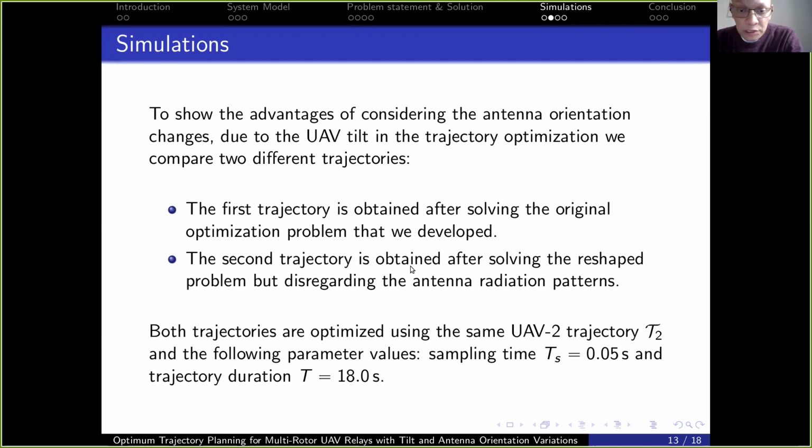And then we optimize again the trajectory of the UAV1, but disregarding the effects of the antenna. This means that now the channel gains do not depend on the tilt of the UAV. So this is done for the optimization model, but both of these trajectories will be tested with a realistic channel model in which indeed the channel gain will depend on the tilt of the UAVs. The trajectory duration of the UAV2 is 18 seconds.